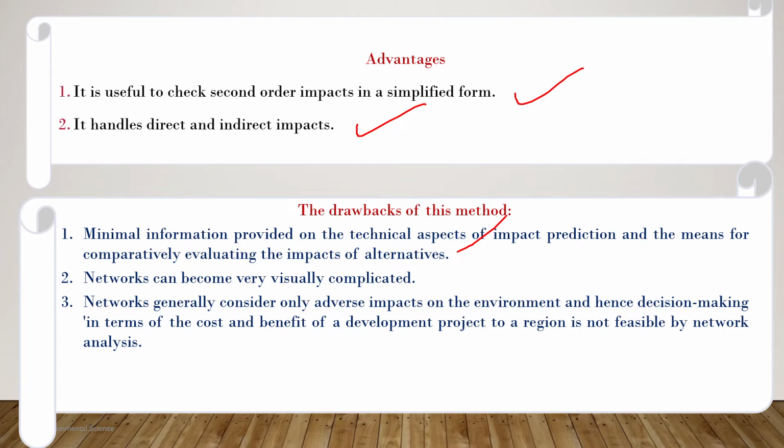Networks can become very visually complicated, which might hinder understanding rather than helping it. Then networks generally consider only adverse impacts on the environment. Therefore, making decisions in terms of the cost and benefit of the development project to a region is not feasible using network analysis alone, because you will not get the idea of what benefits the project can have.